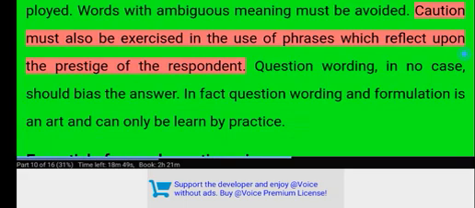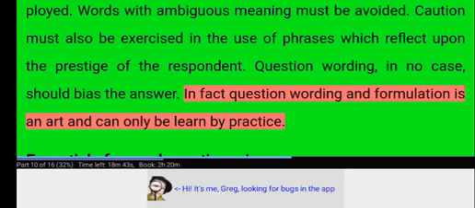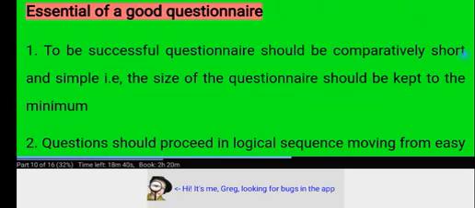Caution must also be exercised in the use of phrases which reflect upon the prestige of the respondent. Question wording, in no case, should bias the answer. In fact, question wording and formulation is an art and can only be learned by practice. Essentials of a good questionnaire.